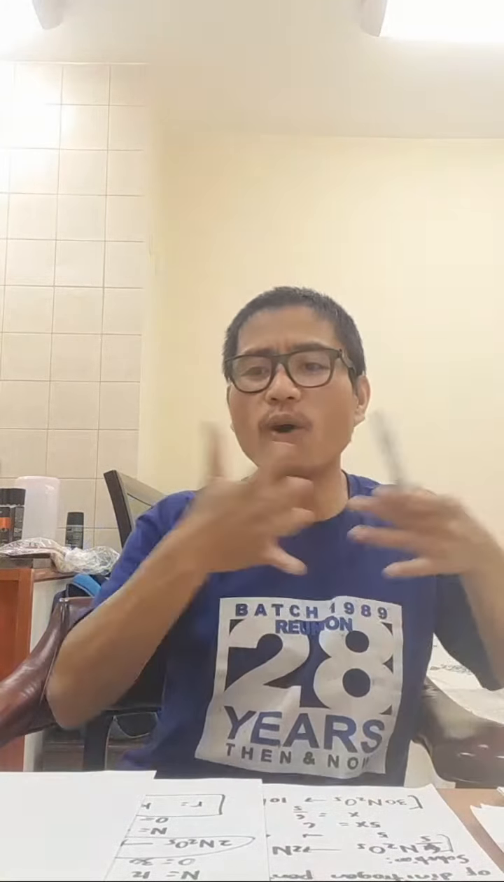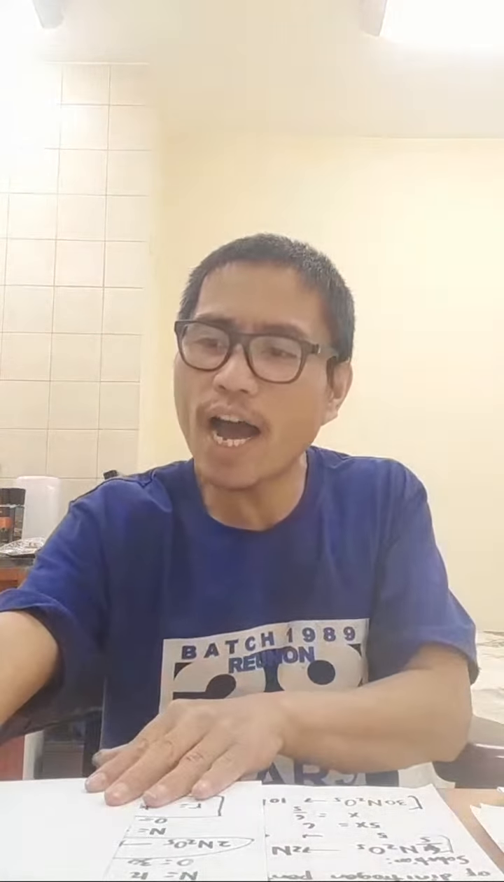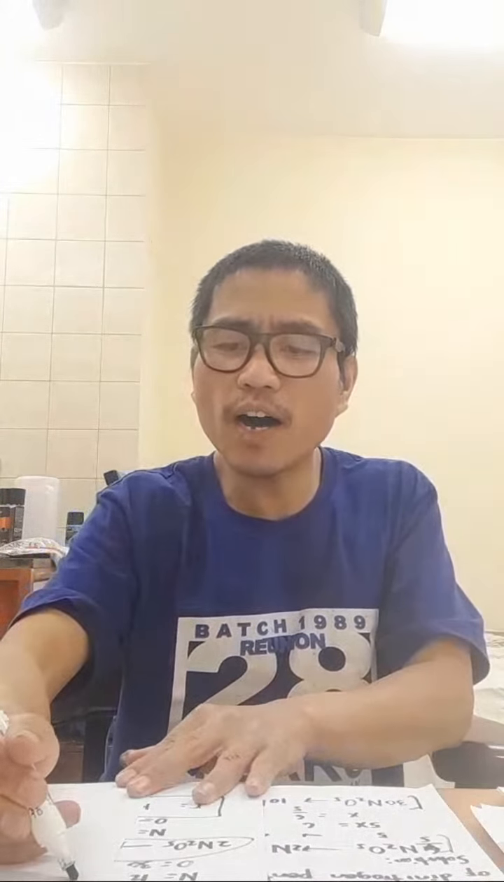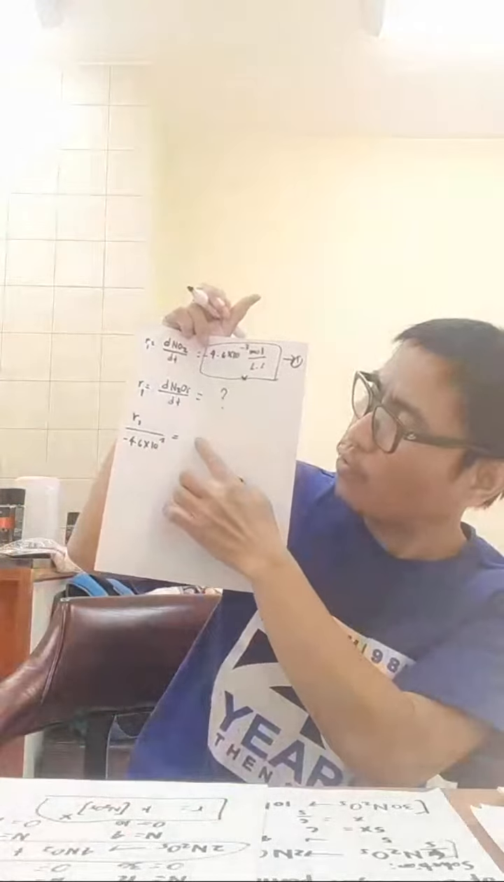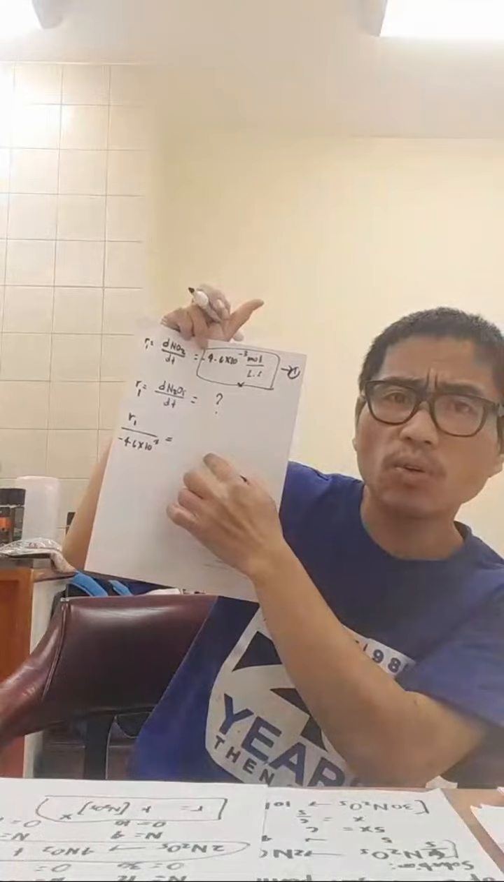So, ratio and quotient. Okay, R1 is equal to negative 4.6 times 10 to the negative 3 as our rate in 1. So R1 over negative 4.6 times 10 to the negative 3, ratio and proportion only. And we will also state the other side in equilibrium to R2 over we don't know, right?